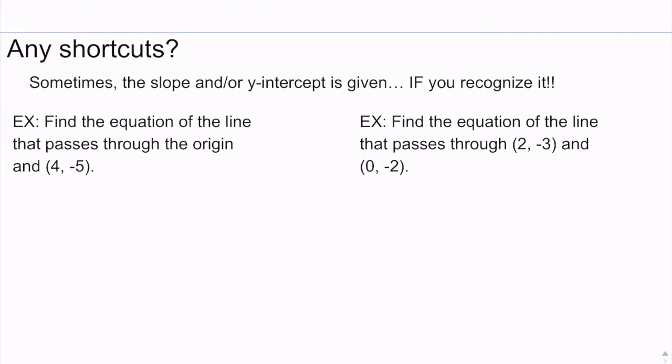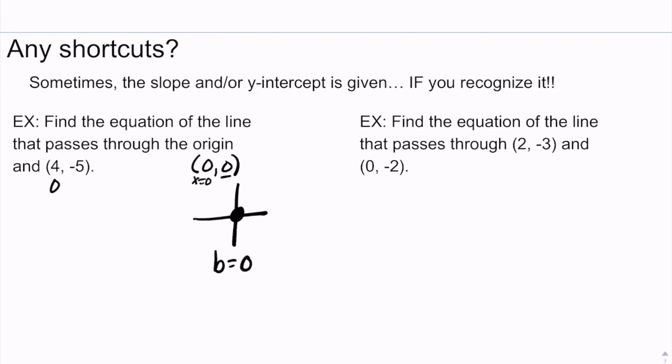So are there any shortcuts? Well, sometimes they might give us the slope. We had an example where they said the slope was 3. Sometimes they give us the y-intercept if you recognize it. So if we're looking at this first example, it says through the origin. Well, the origin is (0, 0). And if we're looking at the graph, this is the origin. Well, that is also the y-intercept. So immediately, the value of y when x is 0, that's our b, so b would be 0.